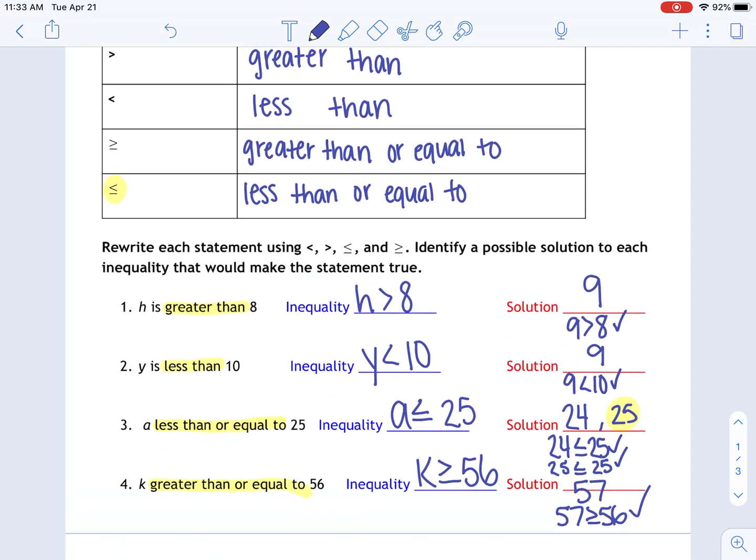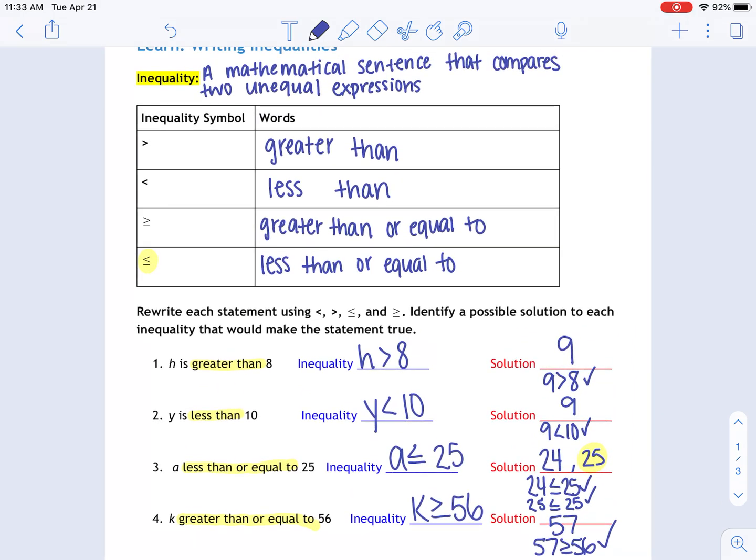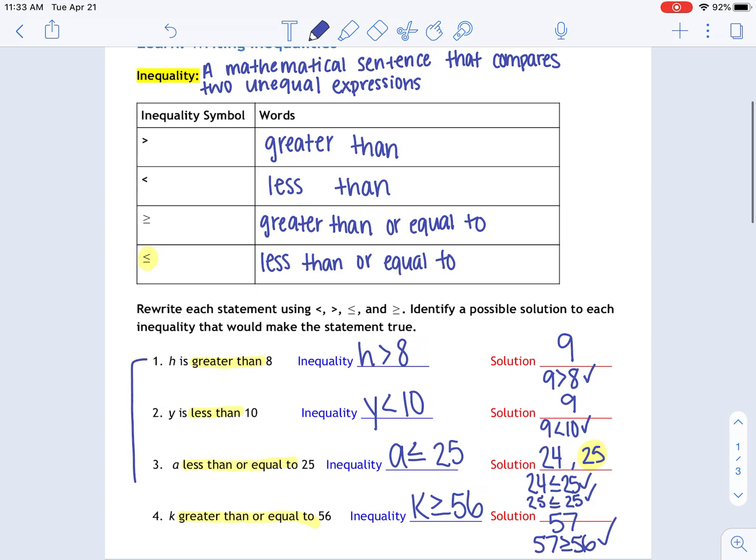Okay, so this is just our brief overview of what an inequality is, how you take a statement here and translate it into variables, symbols, and numbers. You will need to do this on your extra practice, so please make sure you are looking for those keywords and reviewing this as needed.